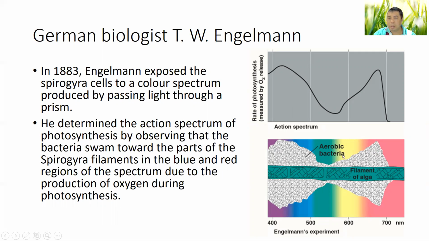Because during photosynthesis, the spirogyra produces oxygen, the aerobic bacteria will accumulate at the region where there is a high concentration of oxygen. You can see the green region here has the fewest aerobic bacteria accumulating. That means less photosynthesis takes place in the green region or green light. So from the accumulation of the aerobic bacteria, they can reflect the action spectrum, even though it is not the most accurate. But at least this experiment shows the basics and gives scientists or biologists the opportunity to investigate further.